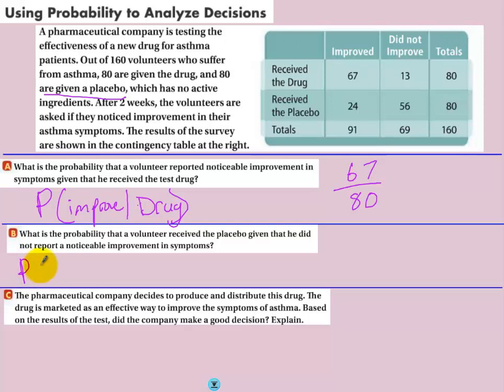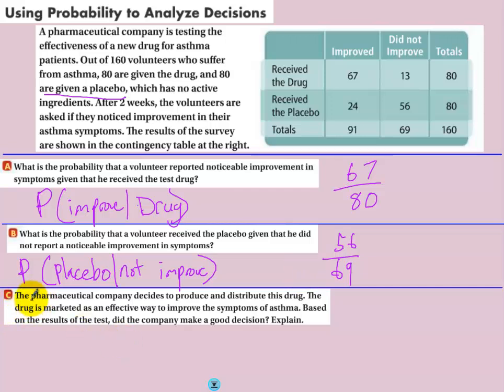noticeable improvement? So probability of the placebo given that they did not improve. So not improve is this column, and placebo is going to be 56 out of the total, which is 69. So those are the probabilities.